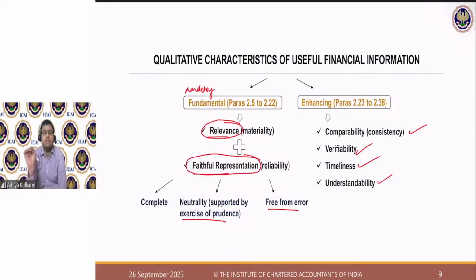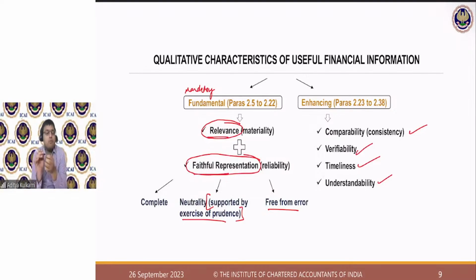In all these features, do you see conservatism appearing anywhere? Sir, neither supported by exercise of prudence. No. When I say neutral, I do not mean conservative. I do not mean being conservative.